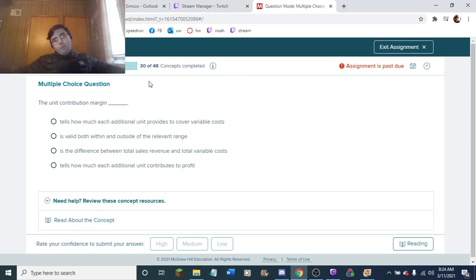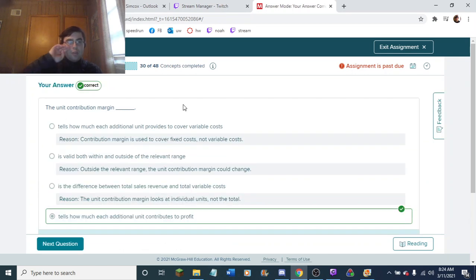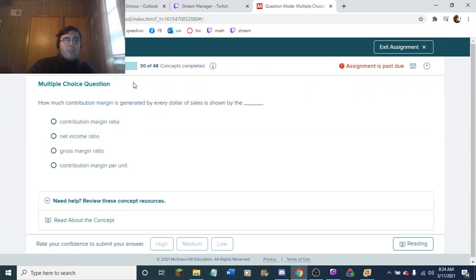Alright, the unit contribution margin. I don't know what a unit contribution margin is. Oh wait, I'm stupid. I know what it is. I think it's this one. Okay, so the unit contribution margin tells how much each additional unit contributes to profit. Yeah, okay. How much contribution margin is generated by every dollar of sales is shown by that.